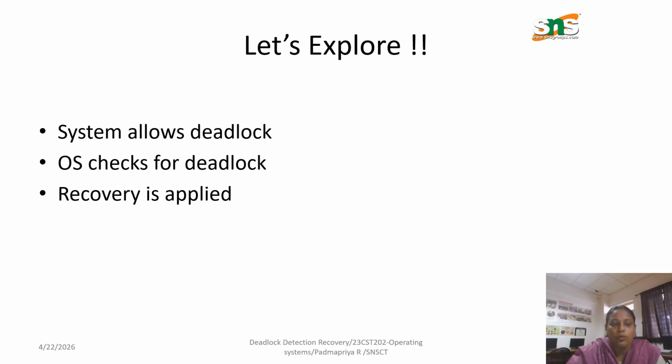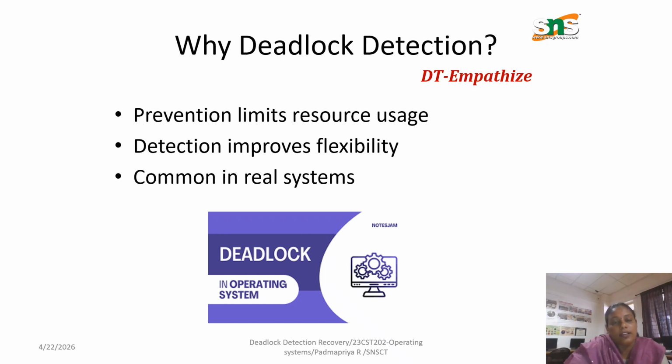The system allows deadlock, the OS checks for deadlock, and recovery is applied. Why is deadlock detection used? Prevention limits resource usage. Detection improves flexibility and is common in real systems. While a single resource can be requested by multiple processes, we have to limit that particular resource's usage to avoid deadlock. Using detection improves the flexibility of the system, and it is mostly used in real-time systems.